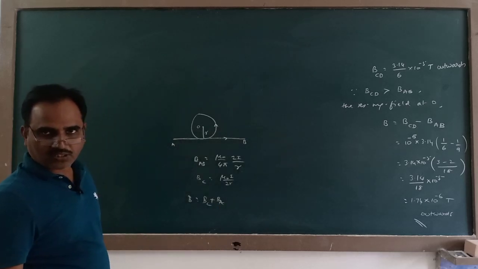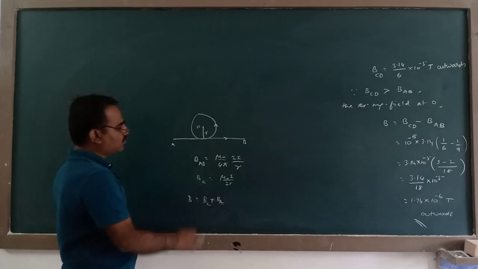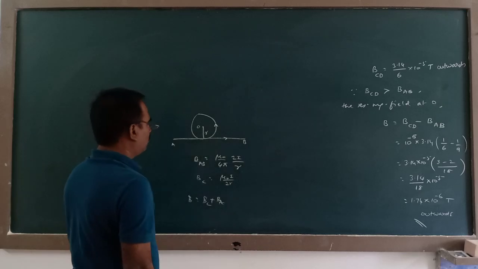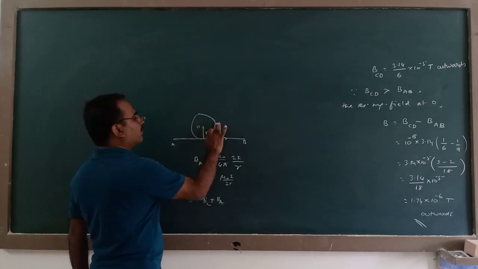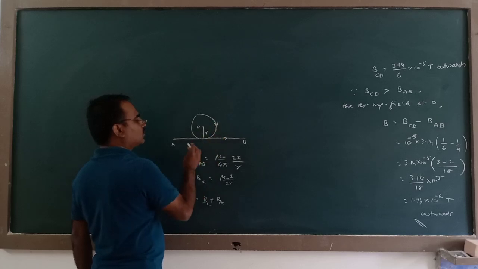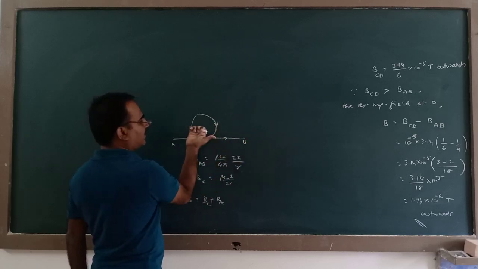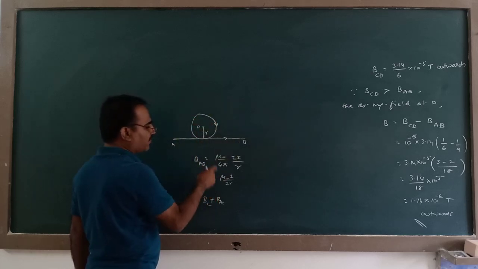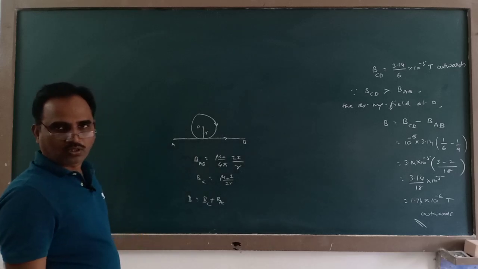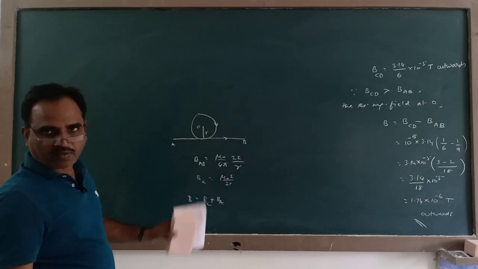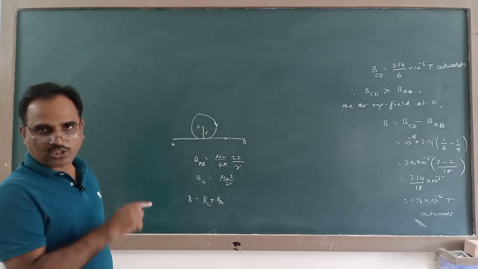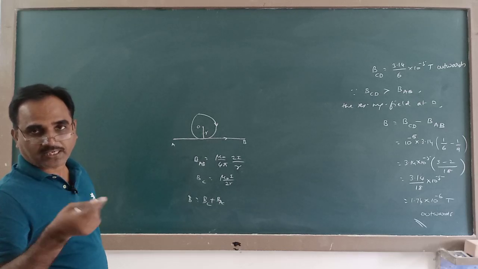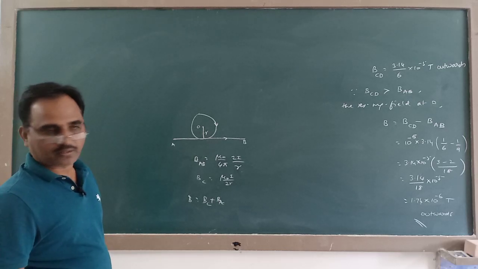These type of problems will be asked in the competitive examinations. So you have to take this mu naught by 4 pi common, and then you add the terms. Thereby you will get the net field at this point. Sometimes the directions will be given opposite. So in that case, due to the straight conductor, the magnetic field is in this direction. Due to the circular conductor, the field is outwards. So resultant field will become the difference between the two. So if you go through CET books, you will find varieties of questions like this. So these problems can be solved by taking the direction of a magnetic field due to current into consideration.